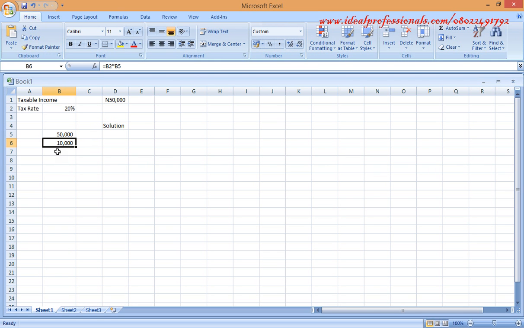Then we will now deduct it to get our after-tax income. After-tax income is equal to 50,000 minus 10,000, which will now give us our 40,000.